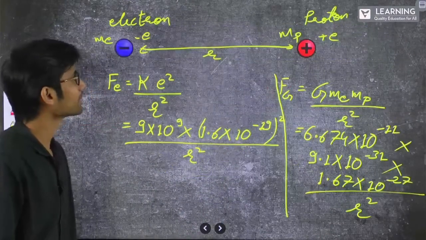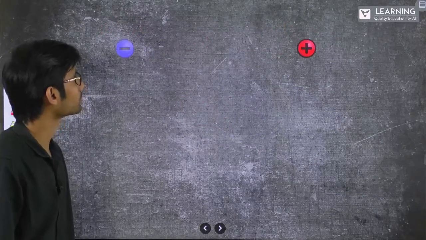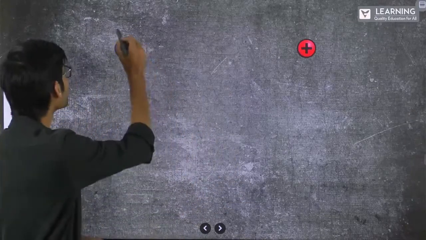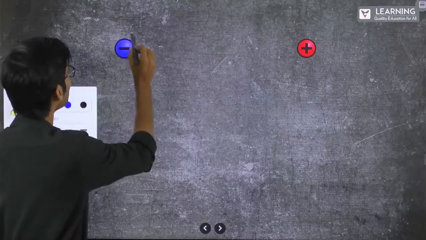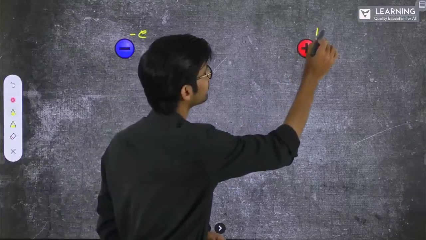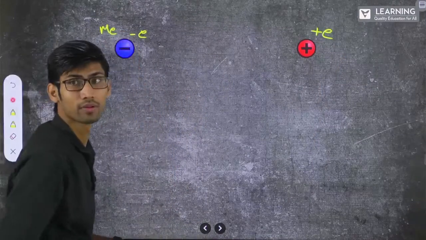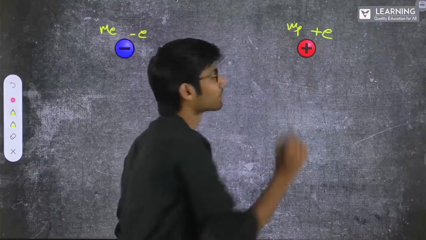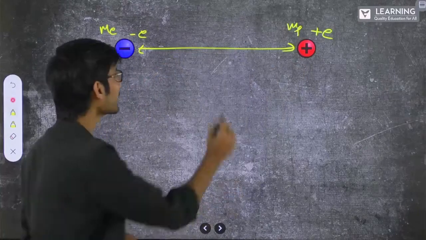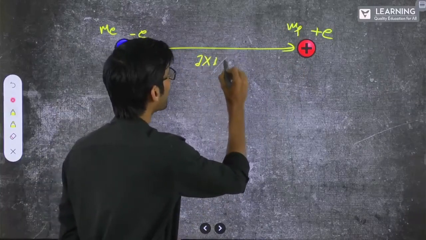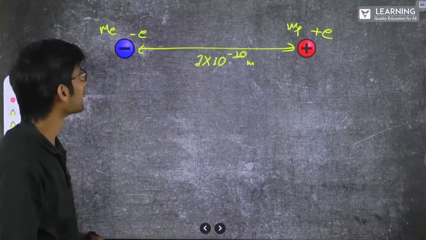Okay, again interesting. Let's try it. Now, 1 electron and 1 proton is kept. The charge is minus E. Here the charge is plus E. Mass is mass of electron. Mass is mass of proton. The distance between them is given to be 1 angstrom. Correct? 1 angstrom means 1 into 10 power minus 10 meter.